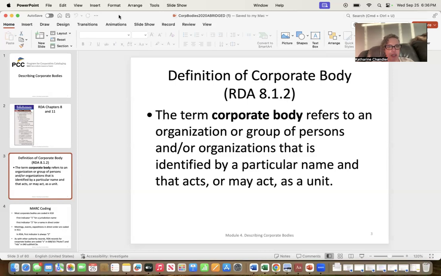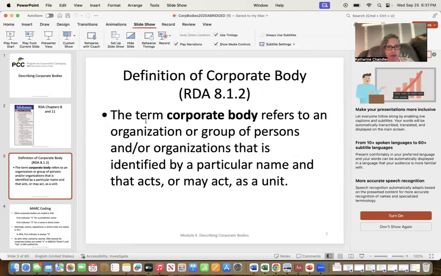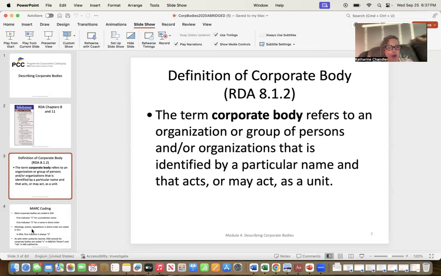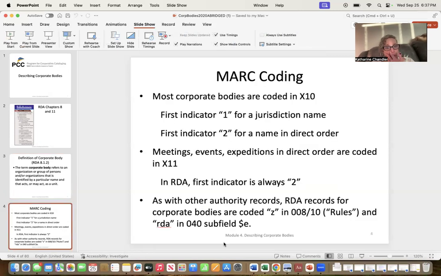Actually, maybe I should just do this as a slideshow. That would make more sense. Okay. So in MARC coding, these corporate bodies are coded in X10. That can mean a 110 field, a 610 field, or a 710 field, generally speaking.